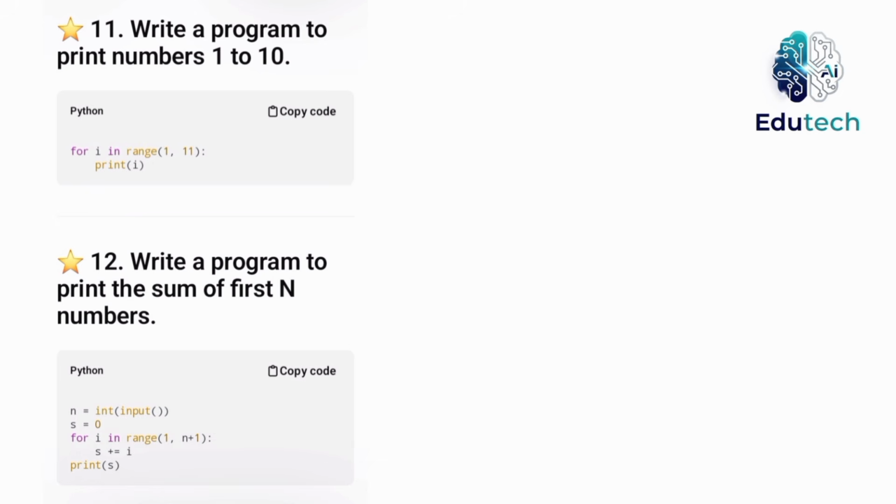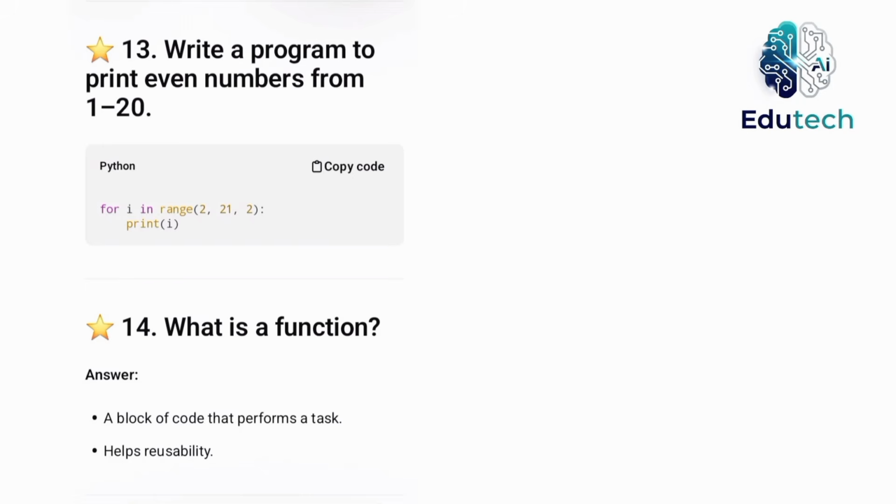Write a program to print the sum of first n numbers. n equals int(input()), s equals 0. For i in range(1, n plus 1): s plus equals i. Print(s).